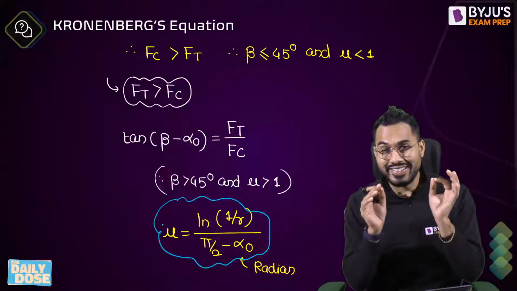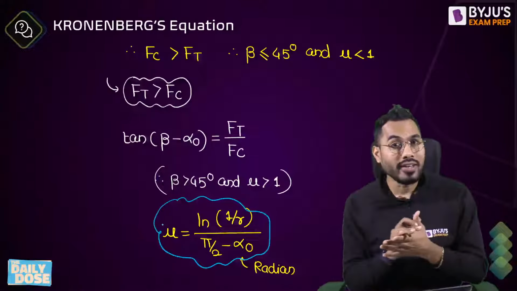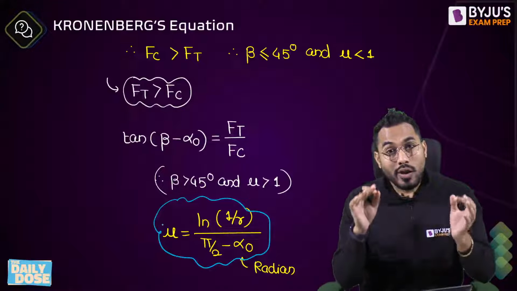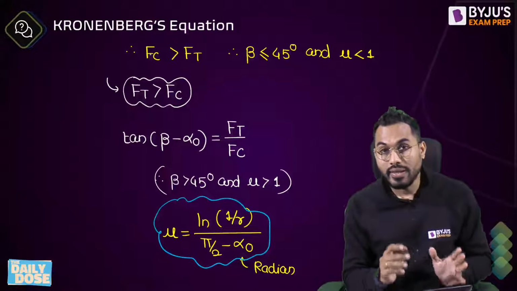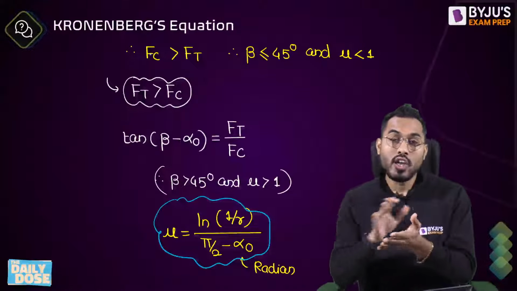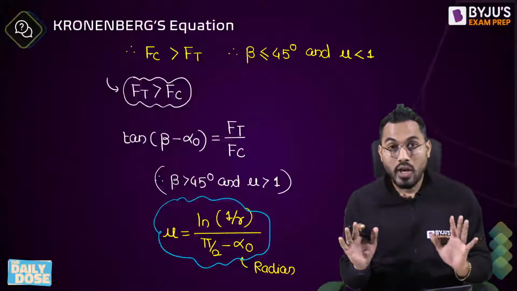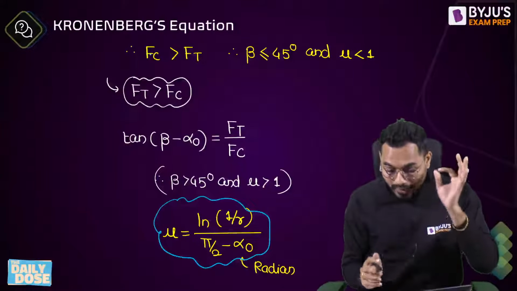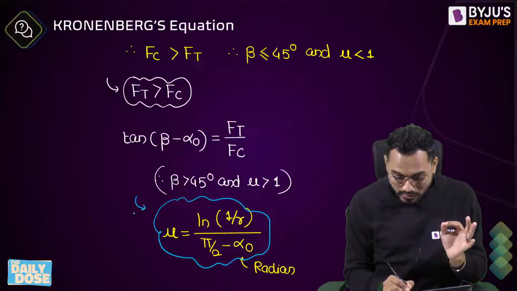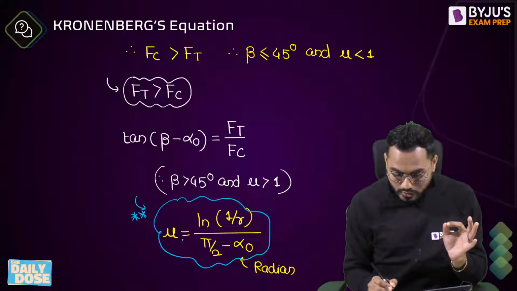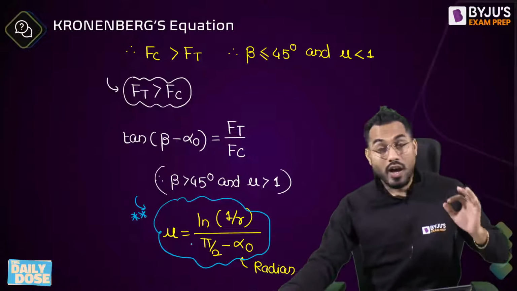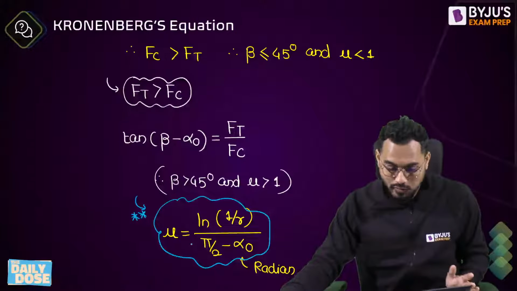So you have to understand that whenever the question is given, you have to find out which force is greater. If the cutting force is greater than the thrust force, you can use the normal equation by default. But if the thrust force is greater, please remember that the Cronenberg's equation has to be used to calculate the coefficient of friction mu, and then the friction angle beta also can be calculated from that particular formula.